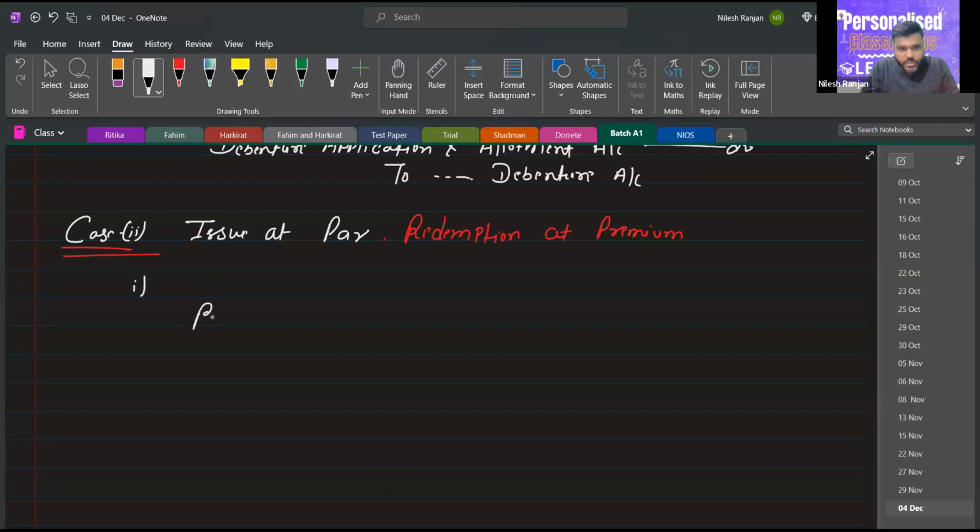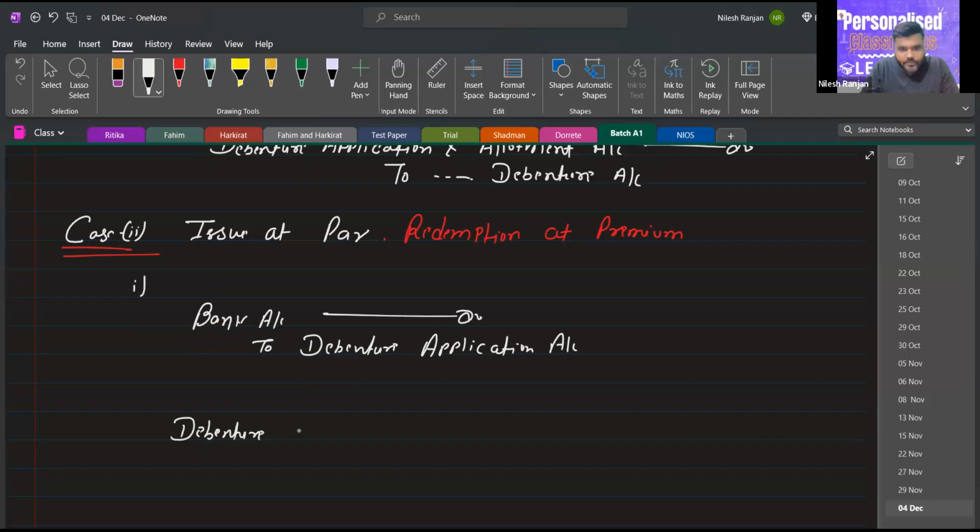So the first entry will be the same again for money received: bank account debit to debenture application account. And the second entry will change. It will be debenture application account debit to debenture account, but there will be a loss on issue of debenture. Yes or no?